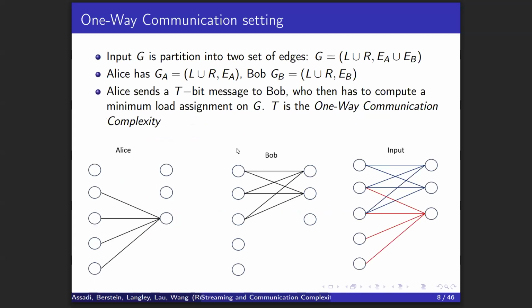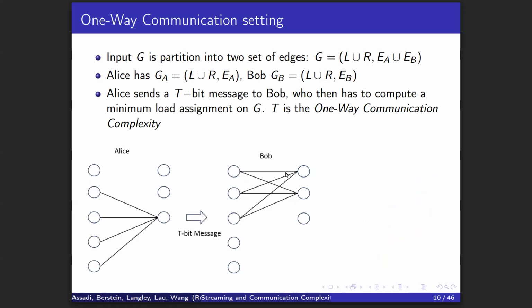Now, the way that we get this lower bound is by studying the problem in a similar one-way communication setting. In this setting, our input graph G is given to us with a partitioning of the edges. For example, here you can see that the edges are partitioned into these blue edges and these red edges. We have 2 players, Alice and Bob. Alice is going to get these red edges, and Bob is going to get these blue edges. Alice is going to send a message to Bob of length t bits, and then Bob is going to receive this message and try to use it to compute a minimum load assignment.